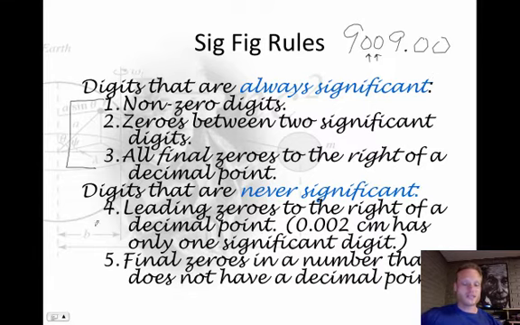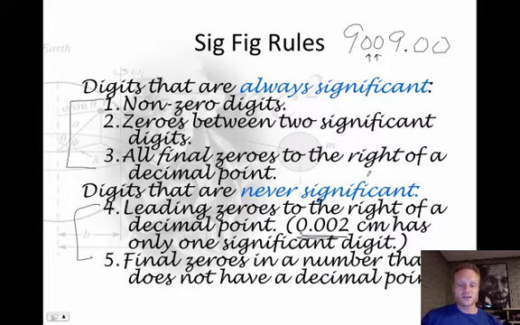Digits that are never significant would fall into these 2 categories. Leading zeros to the right of a decimal point would not be considered significant. They basically are what's called a placeholder. So for example, I have 0.002 centimeters. In this example, the 2 is the only significant digit, so there's only actually one sig fig in that number. Those zeros there are just placeholders.